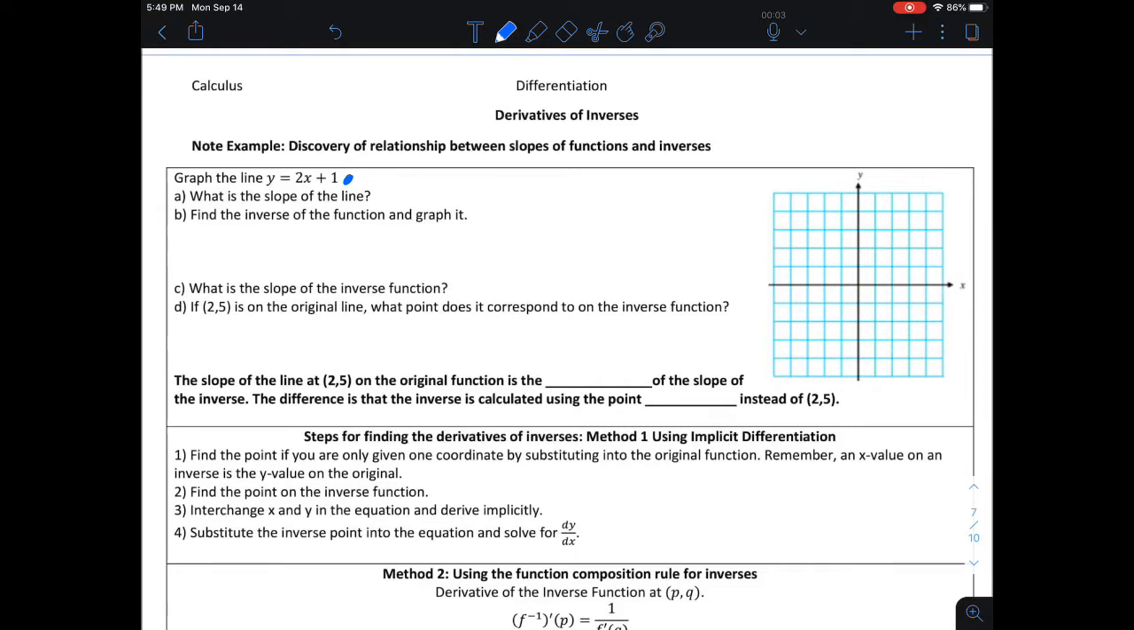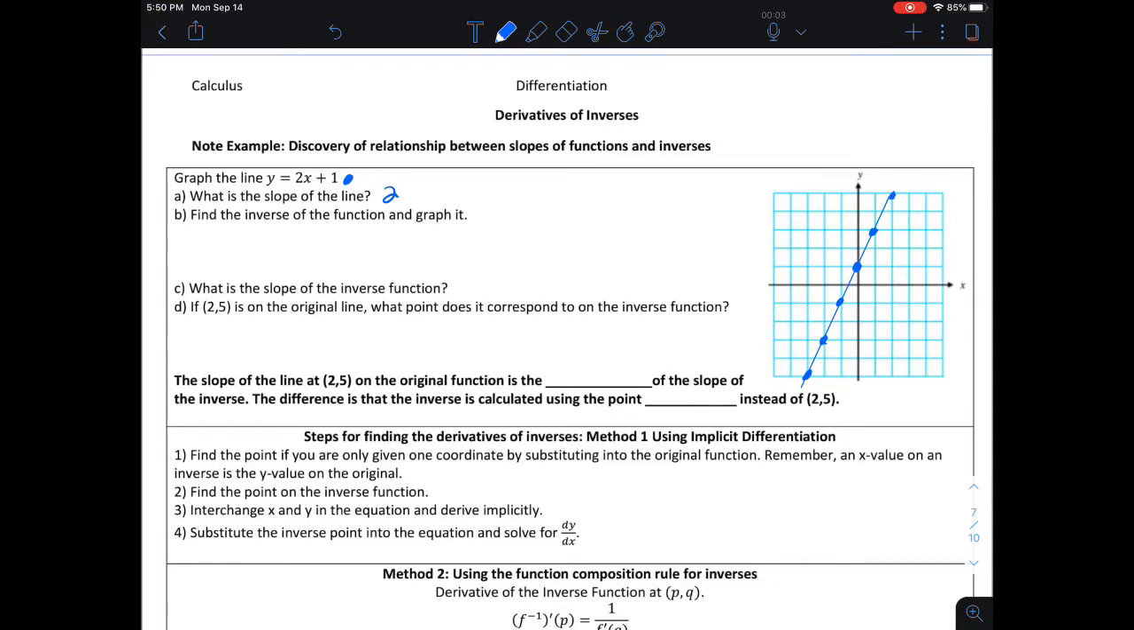And so I'll start and I'll graph it. Y-intercept of 1, slope of 2. And I get myself some points to use. And we'll connect that with a nice, hopefully straight-ish line. Okay. So what is the slope of that line? Well, the slope of that line is 2.